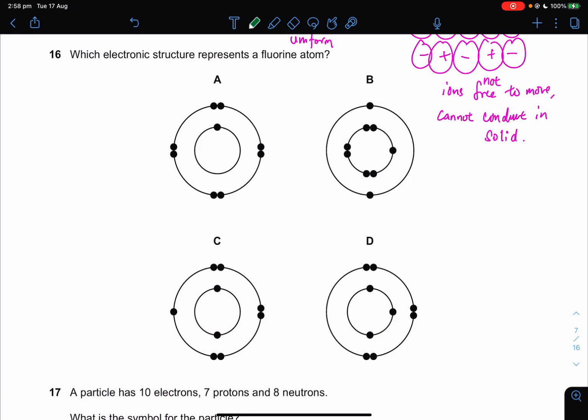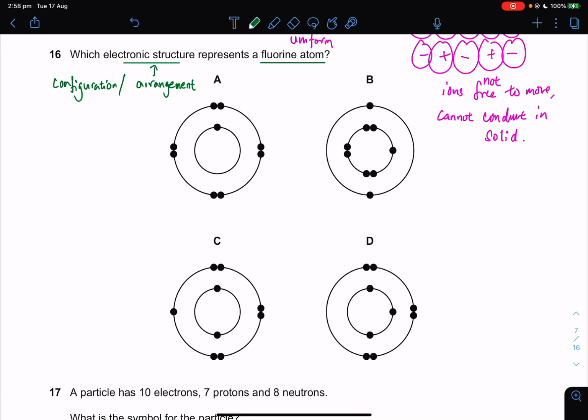Question 16. So we're looking for electronic structure. Sometimes they call it electronic arrangement. It's basically how the electrons will be arranged, based on your Year 9 electronic configuration. Sometimes they call it configuration. We are looking for the fluorine atom.